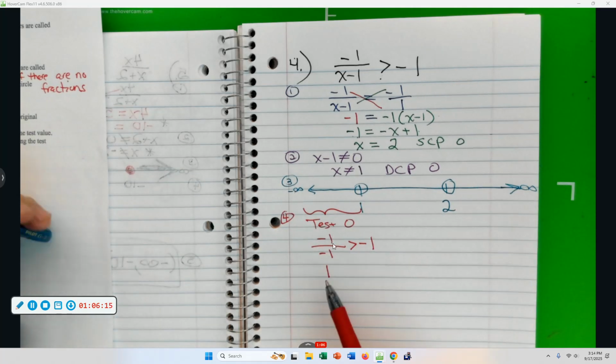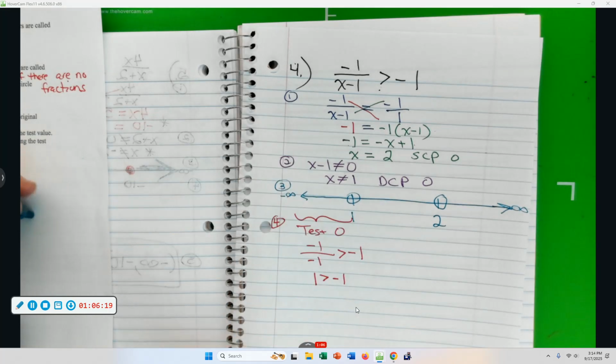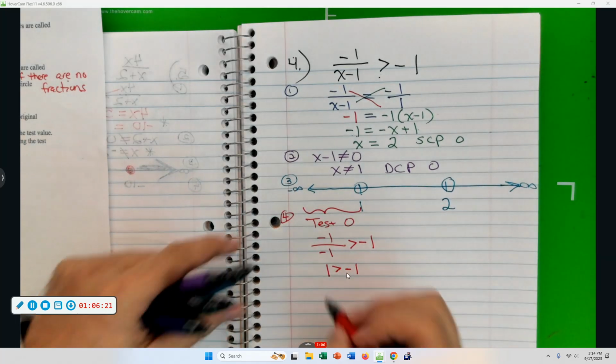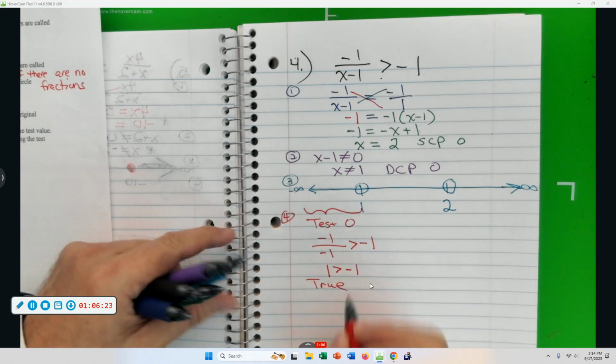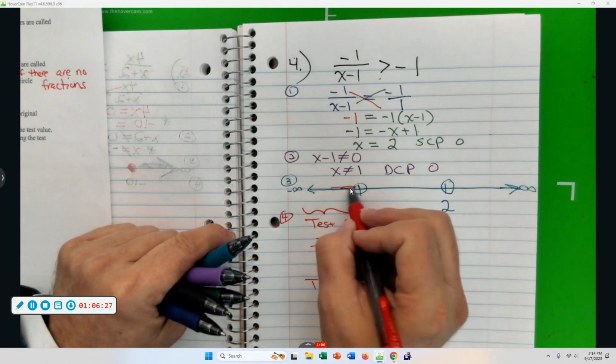Negative divided by negative is a positive 1. Is that greater than negative 1? Yes, so that's a true statement. So shade or cross out? Shade, I agree.